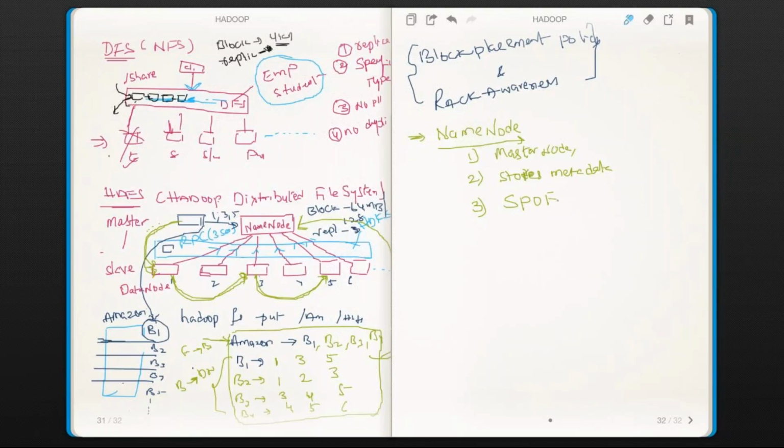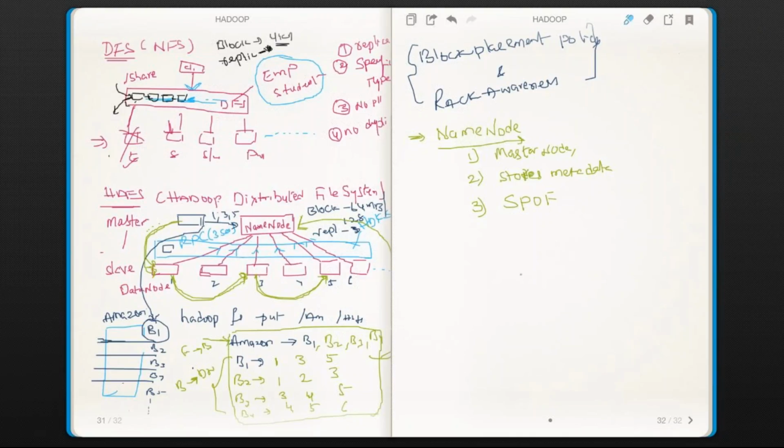Okay. What are the roles and responsibilities of name node? The role of the name node is maintaining the metadata, observing or monitoring the cluster, and checking whether the data nodes are sending me heartbeats or not.